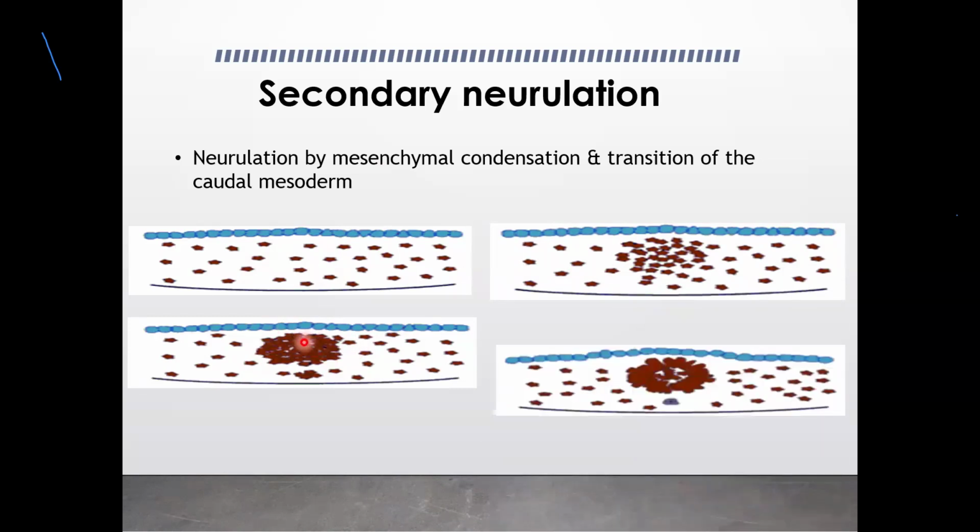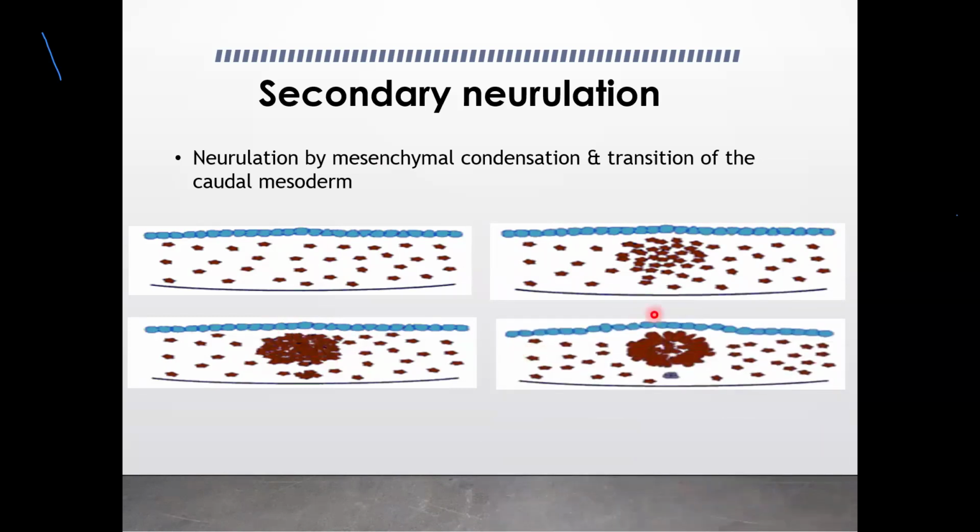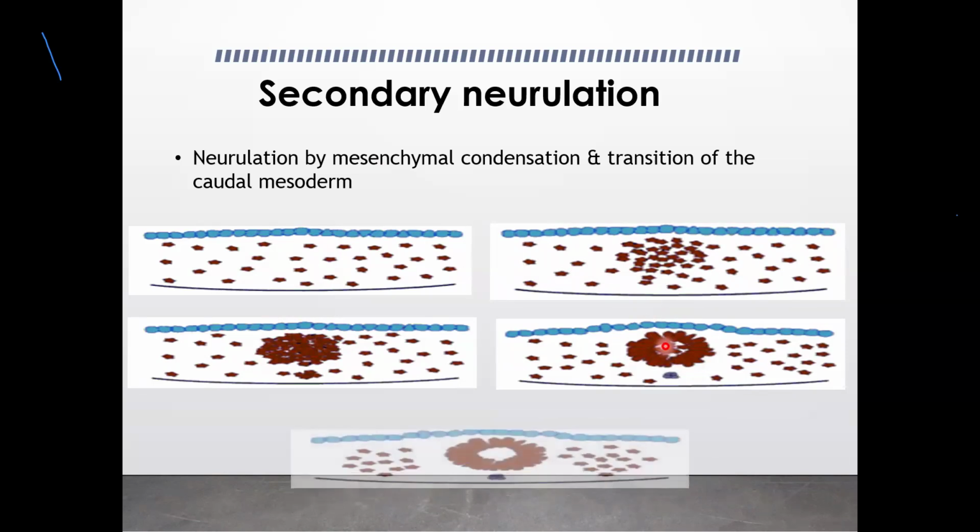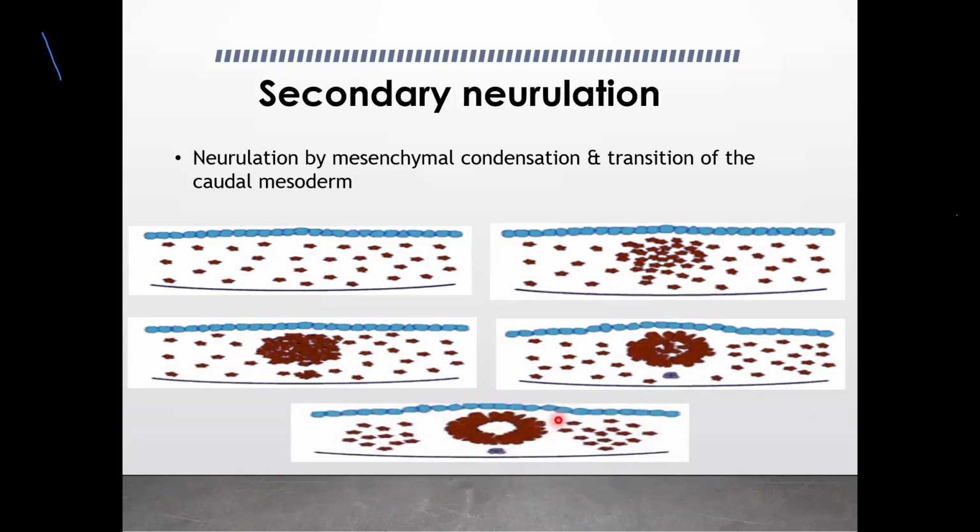Then another important thing will happen. We'll have cavitation happening. So cavitation will start to happen. And then after having the cavitation, you have a definitive neural tube. So you formed your primary neural tube, and you formed your secondary neural tube. That means they are separate from one another.